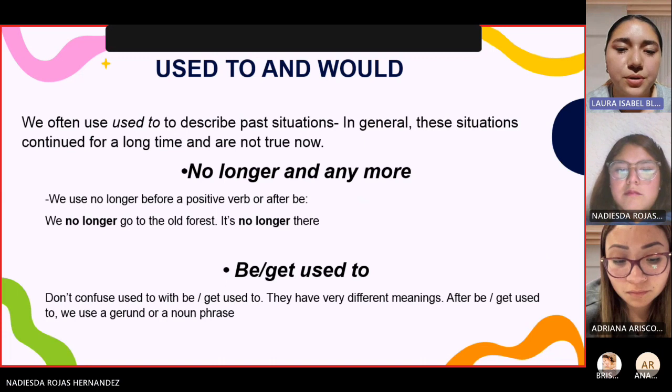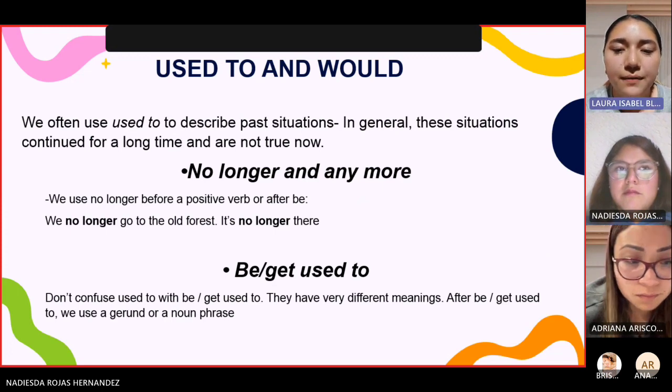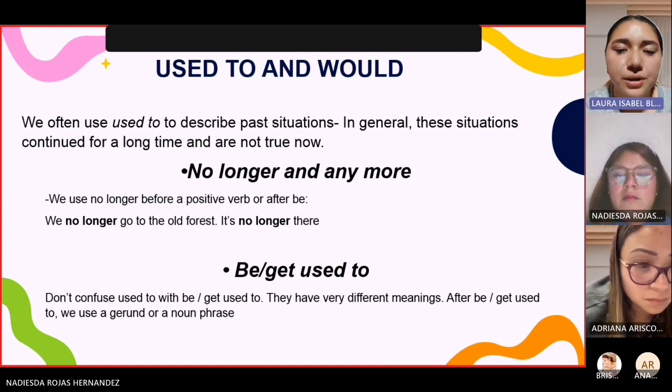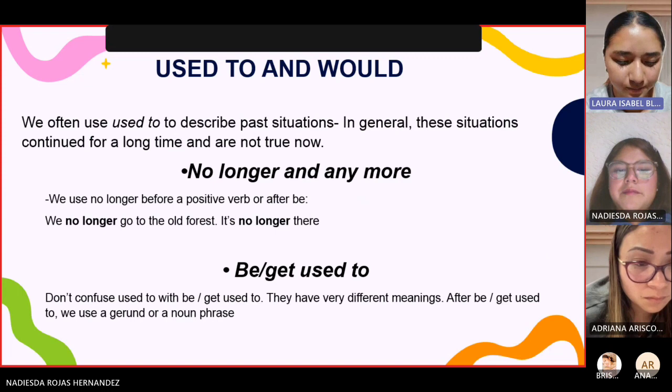Be and get used to. Don't confuse used to with be or get used to. They have very different meanings. After be or get used to, we use a gerund or a noun phrase.